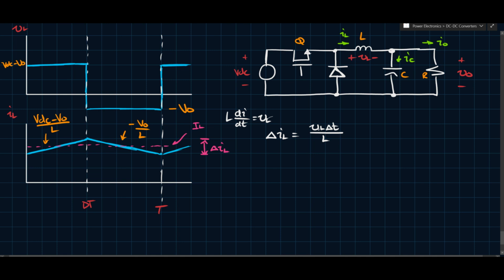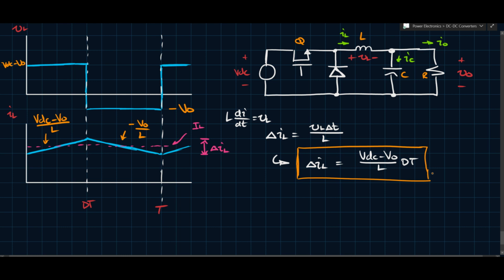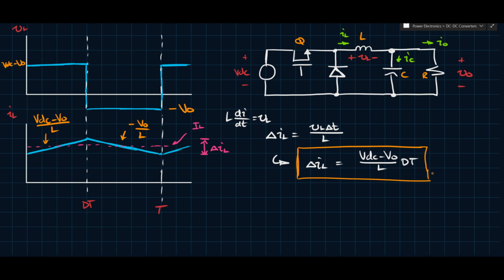So rearrange that and then use delta as opposed to d, because we're considering a larger interval. And so we end up with this. If you substitute our circuit parameters into this, you end up with (VDC minus VO) over L dt. Because you know the duration, the voltage applied, and the inductance, you can solve for the ripple, or if you know the ripple, you can solve for the inductance. The result that is very useful to us is this here. So now we can determine the ripple for a given inductance, or the inductance for a desired ripple.